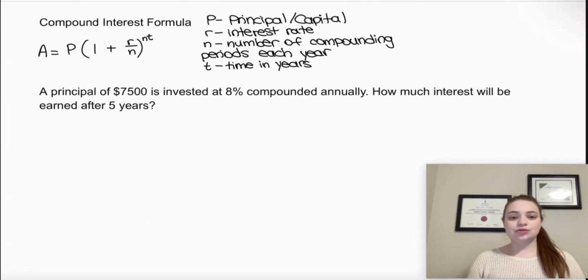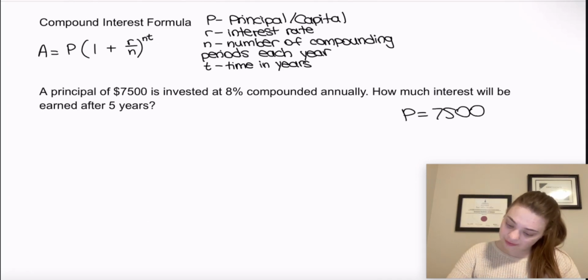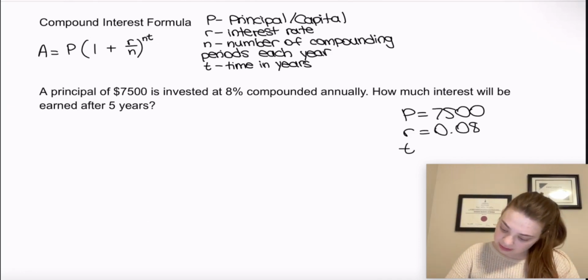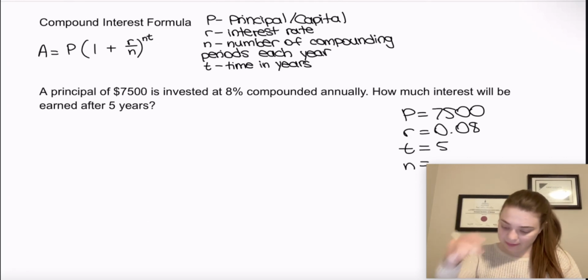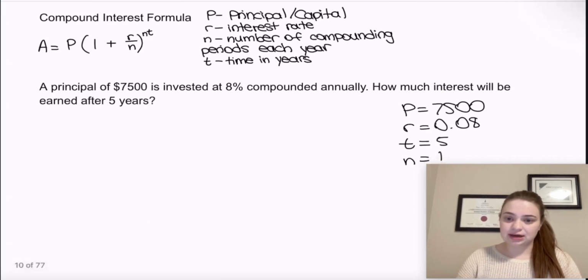because the amount that has accrued is just made up of two things. It's made up of the principal, so the original money we put in, and also the interest that we earned on that principal. So in this case, the principal is going to be $7,500. The interest rate is going to be 8%, and the time in years is 5 years. And then n is the number of compounding periods per year. Because this is compounded annually, compounded once per year, n is going to be 1 in this scenario.